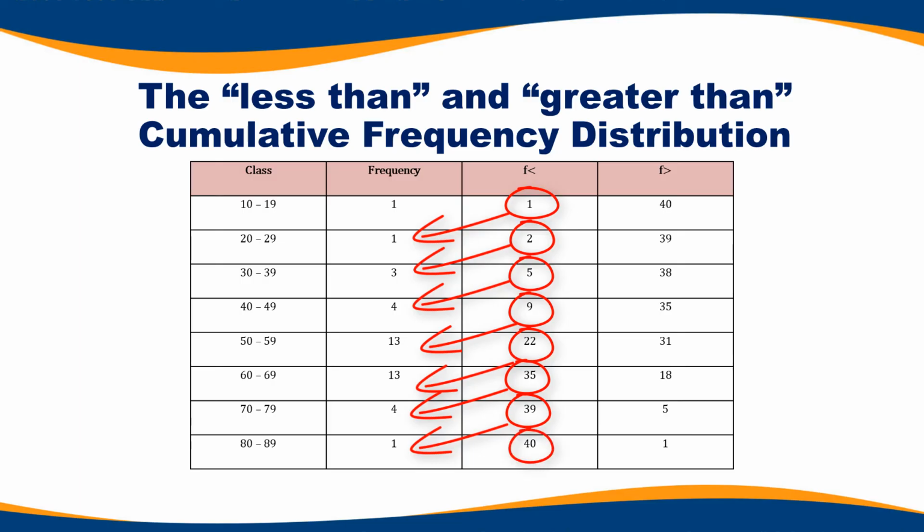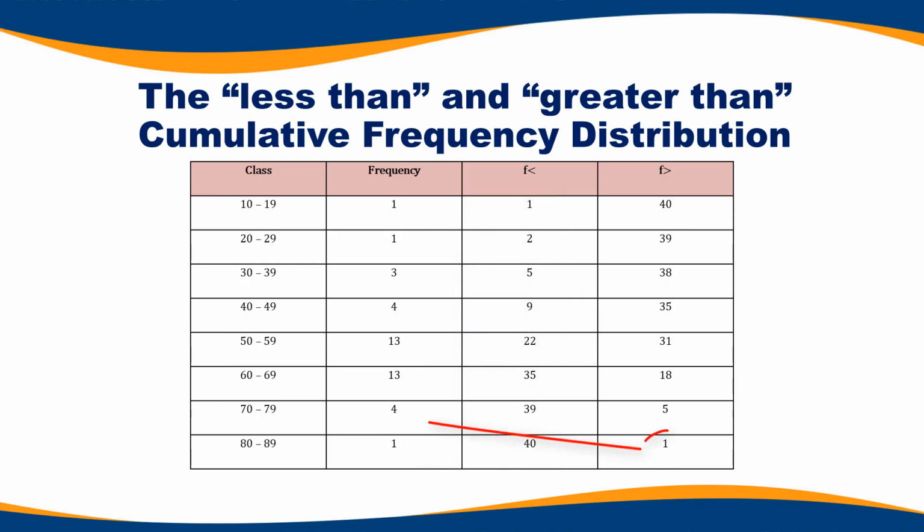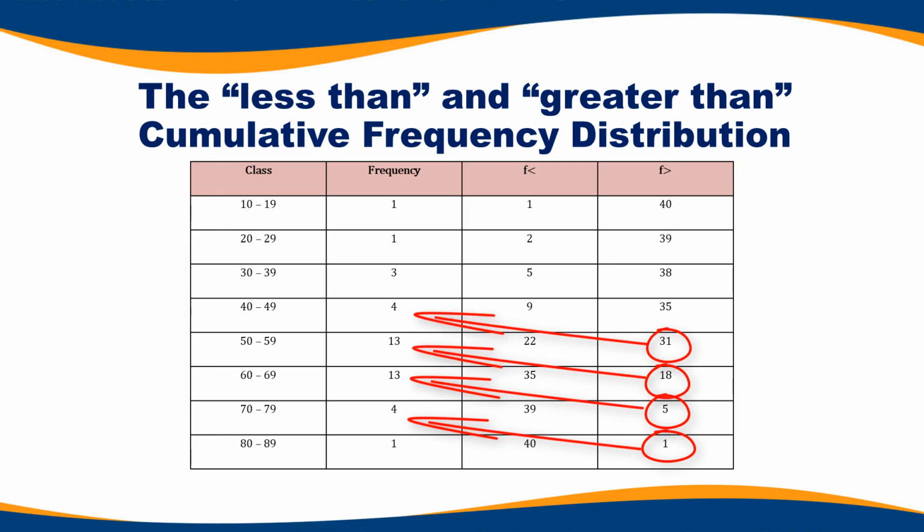So, the same method dun sa cumulative frequency greater than. So, since the highest class is 80 to 89, so nasa baba, mag-start ka dun sa frequency na yon, 1. 1 plus 4 dun sa frequency ng 70 to 79 is 5. Plus 13, 18. Plus 13, 31. Plus 4, 35. Plus 3, 38. Plus 1, 39. Plus 1, 40.